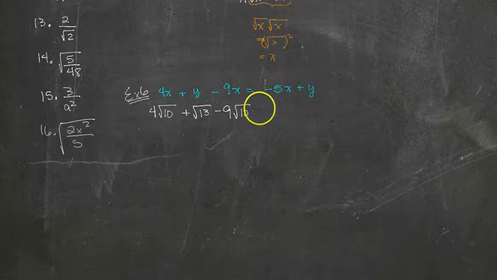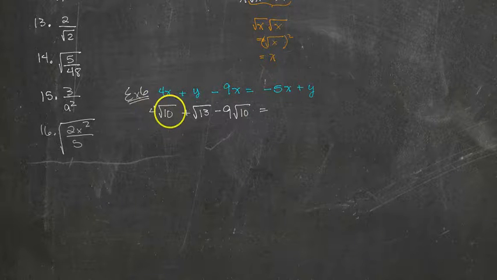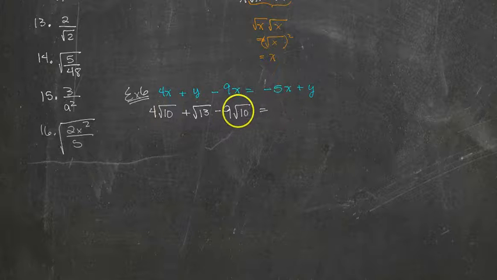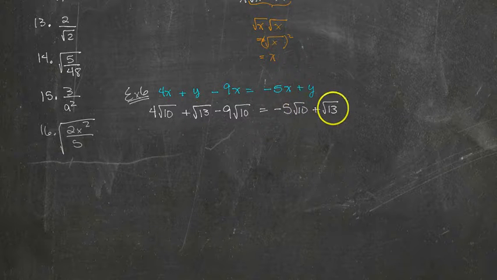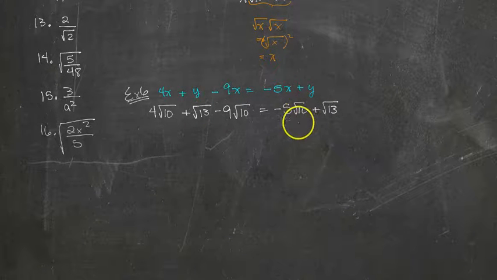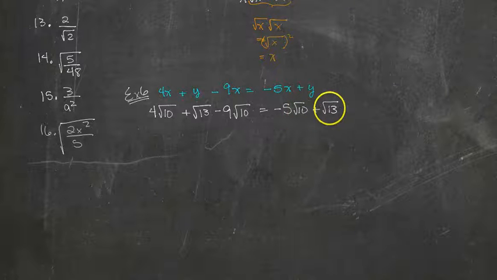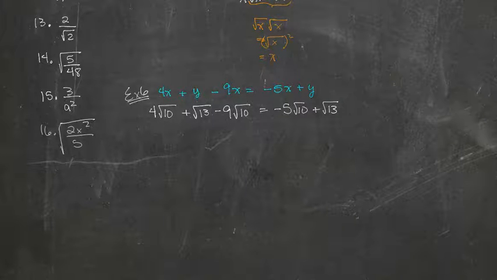Same thing is true for the radical. You have 4 times root 10 minus 9 times root 10 would equal negative 5 root 10 plus root 13. Do a quick check to see if these reduce in any way. 10 does not reduce, because there's no perfect square contained in 10, and 13 also does not reduce. Okay, so adding radicals and subtracting radicals is really just exactly the same thing as adding and subtracting with variables.